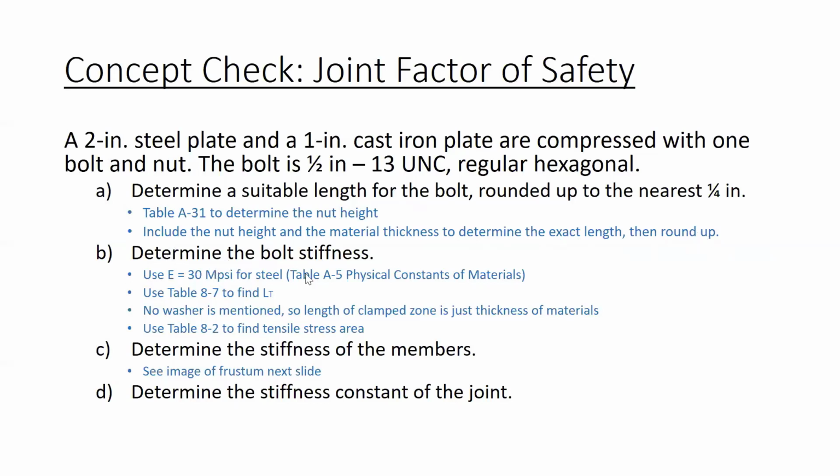Then B, determine the bolt stiffness. So use E equals 30 Mpsi for steel. Again, table A-5, physical constants of materials should be in your toolkit. It's pretty useful. Use table 8-7 like we talked about to find LT. No washer is mentioned, so the length of the clamped zone is just the thickness of the materials. And then use table 8-2 like you saw before to find the tensile stress area. And then determining the stiffness of the members, there is an image of the frustum on the next slide. And then once you have these two stiffnesses, you can determine the stiffness constant of the joint.